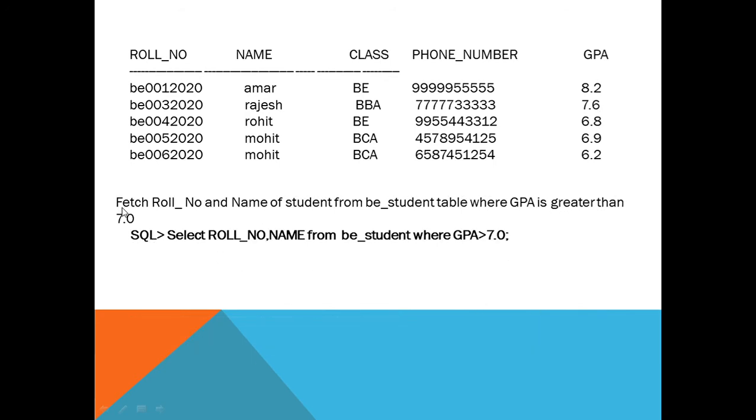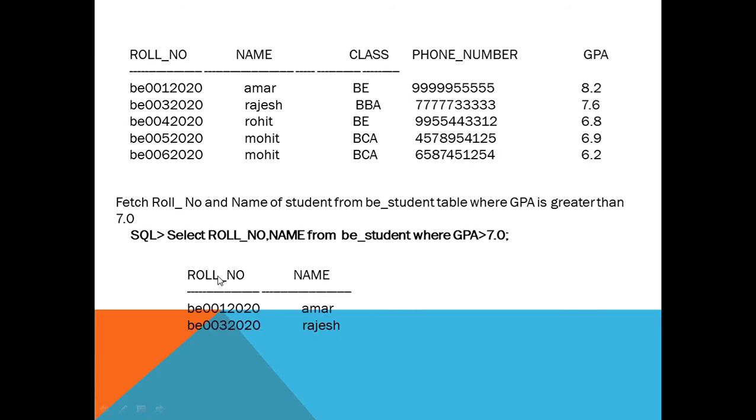The same, suppose you want to fetch only the roll number and name from the student table where GPA is greater than 7.0. Then we write select roll number, comma, name from the table BE student where GPA is greater than 7.0. Here I am fetching only the roll number column and the name column. So we do not use asterisk.